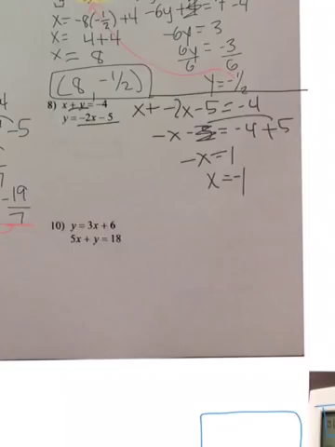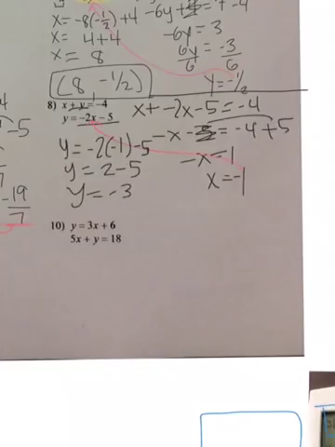Now I plug this one back in, remember, to my x's right there. And it's going to be y equals negative 2 times negative 1 minus 5. So that's y equals, negative 2 times negative 1 is positive 2, minus 5, which is negative 3. So my answer is (negative 1, negative 3).